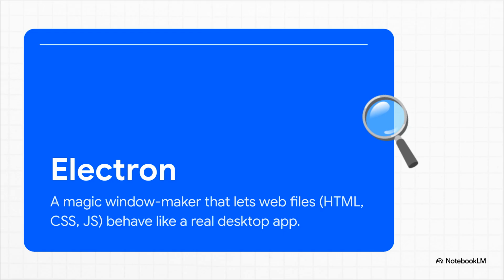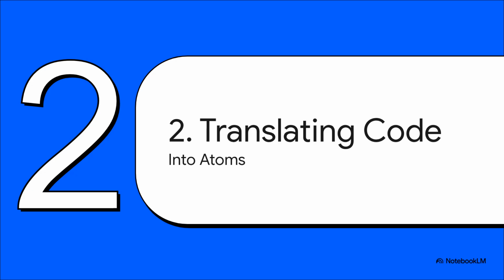Electron is often called a magic window maker, and for good reason. It takes the normal building blocks of any website, HTML for the structure, CSS to make it look good, and JavaScript for the brains, and it wraps them all up in this neat little package that just runs on your desktop, like any other app you'd use. It's the genie's lamp for the digital age. But right here, this is where a simple tech trick starts to become something much, much deeper.